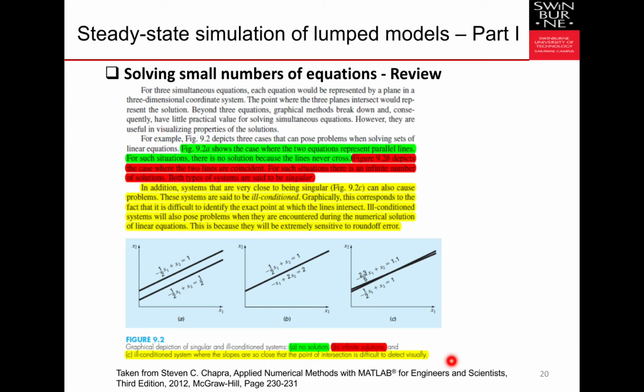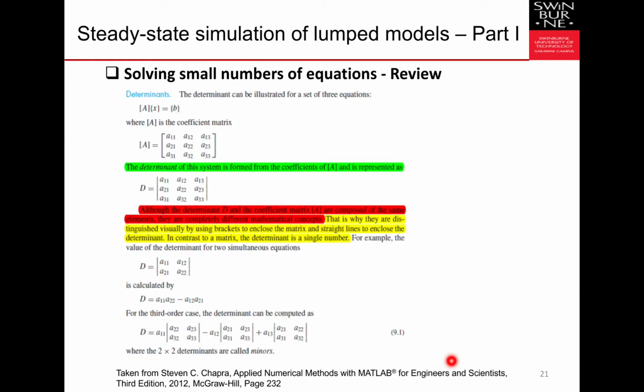Some systems can pose a problem when solving a set of linear equations, as shown in figure 9.2. In A, there is no solution because the lines never intersect each other. The second one has infinite solutions because the lines are equivalent to each other. The third one shows an ill-conditioned system where the slopes are very close, so that the real point of intersection is difficult to detect visually.